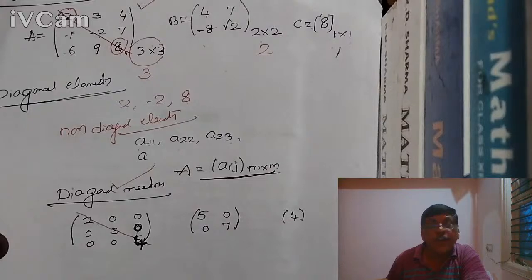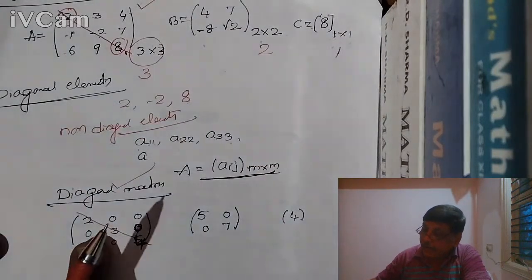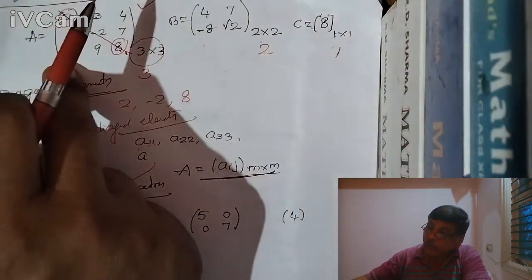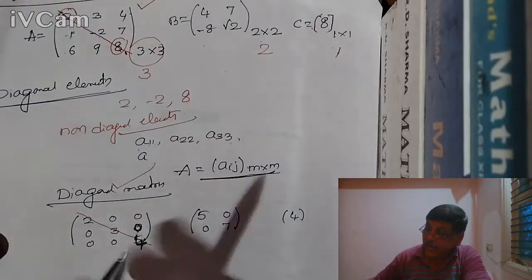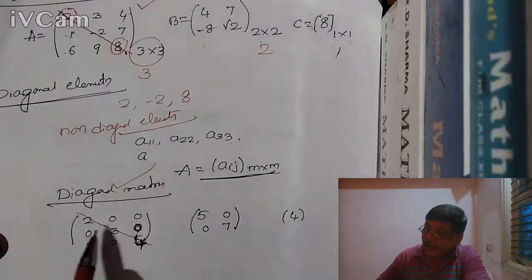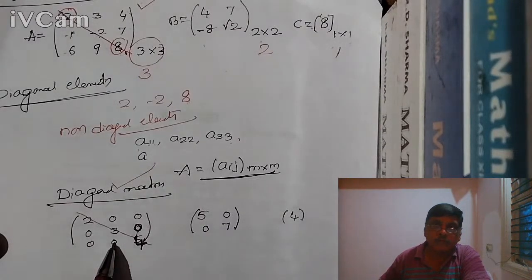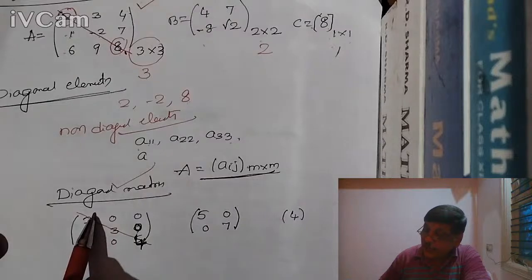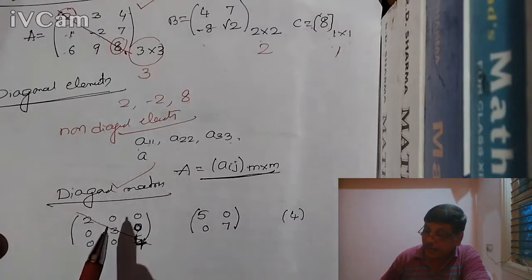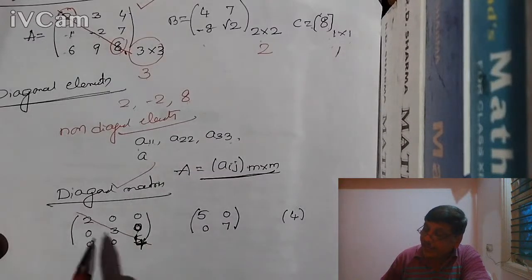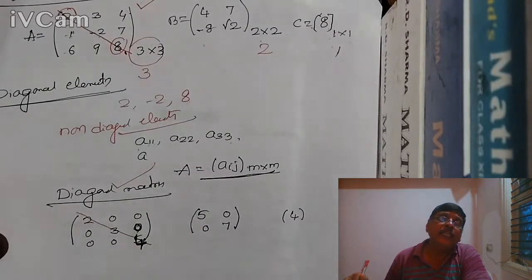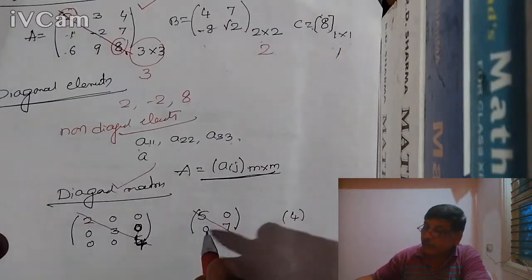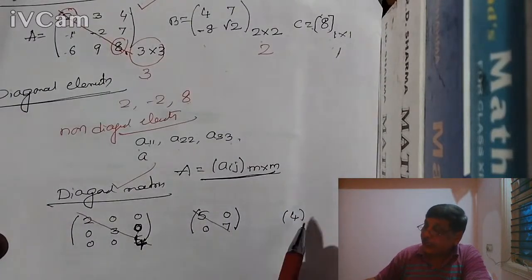How can you define it? A diagonal matrix is a square matrix, or a square matrix is a diagonal matrix if its non-diagonal elements are zeros. A square matrix is said to be a diagonal matrix if its non-diagonal elements are zeros. This is the definition of a diagonal matrix. Here also you can observe that non-diagonal elements are zeros. Then what about this one?